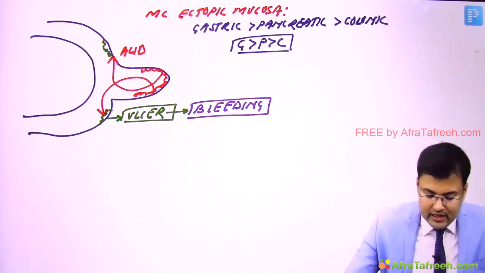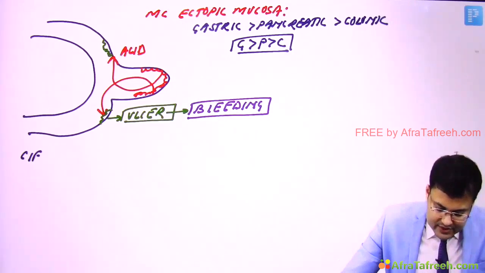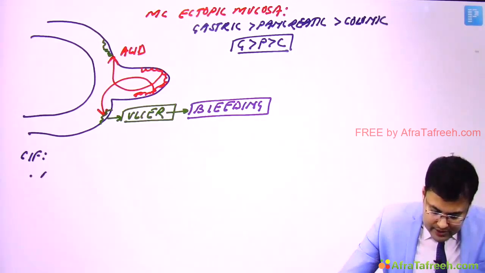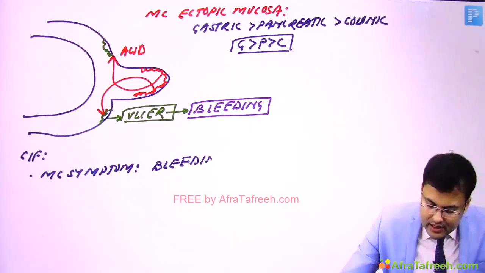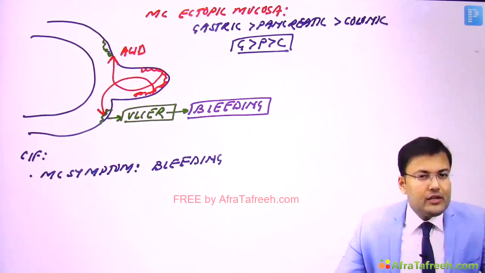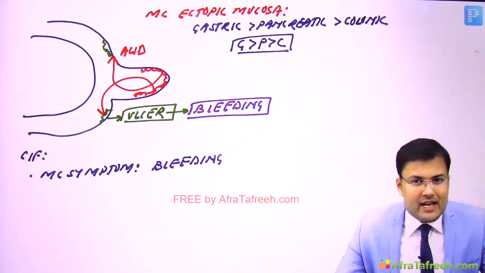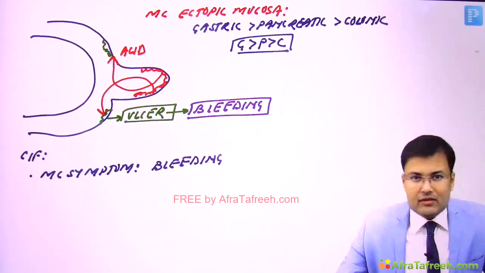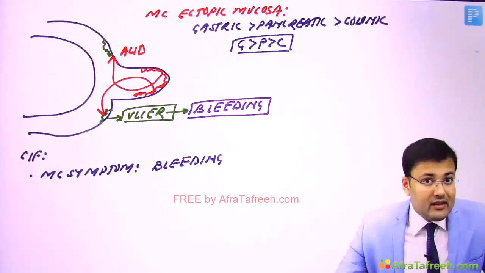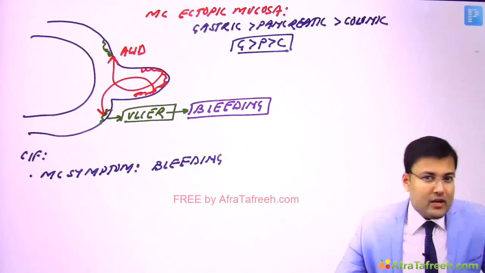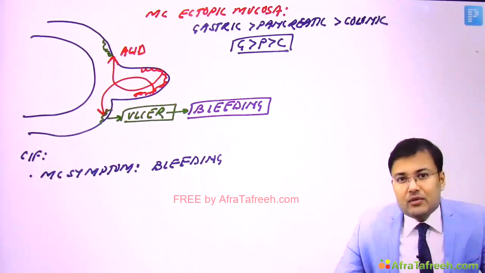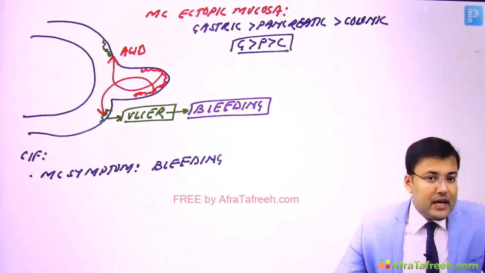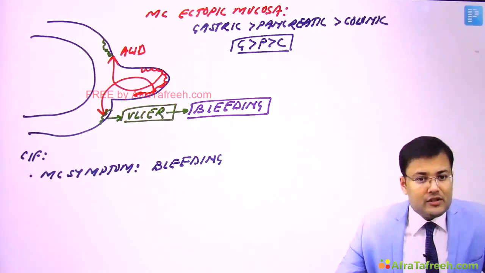Clear? So see, what are the clinical features? The most common symptom of Meckel's diverticulum is bleeding. Okay? Now imagine a second situation where there is no ectopic gastric mucosa. If the patient is not having ectopic gastric mucosa, this patient will not be having bleeding. Right? The patients who are having ectopic gastric mucosa, since they have bleeding, come to us during childhood. So the patient becomes symptomatic when the age is less than 2 years because of bleeding.